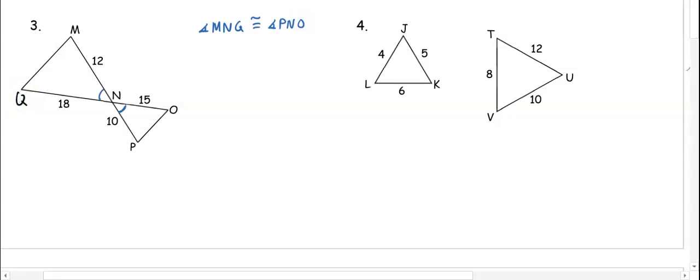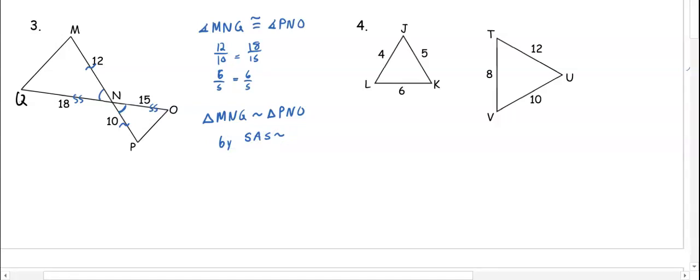measures. So if we set the two smaller sides, 12/10, that's going to reduce to 6/5. And if we look at the longer sides, we have 18/15, which is also 6/5. So we know that the triangles are now similar. So triangle MNQ is similar to PNO by side angle side similarity.